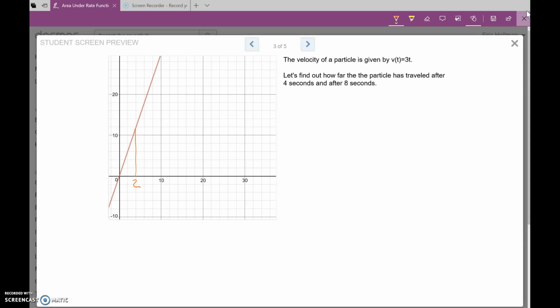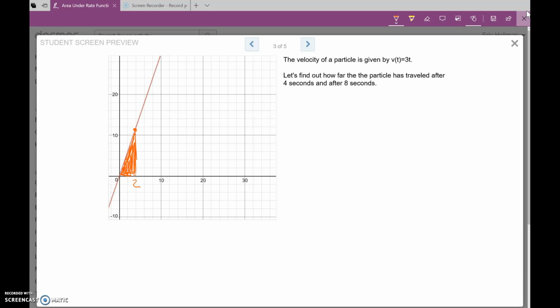So it's the same principle as before. The only difference in this one is that your velocity isn't constant over a period of time, but the area underneath the velocity curve still tells you how far the particle traveled in between time equals 0 and time equals 2. So if we want to find out how far the particle traveled, we just need to find the area of this triangle.